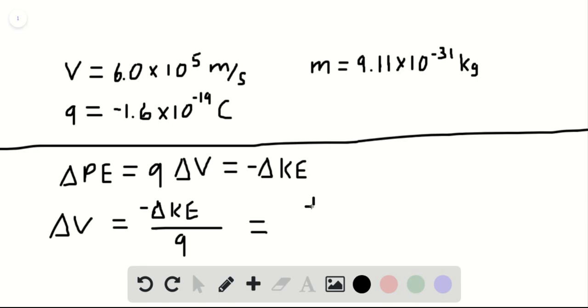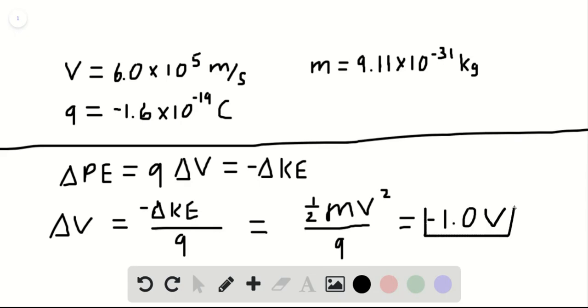1/2 the mass of the electron, which is 9.11 times 10 to the minus 31 kilograms, times the velocity squared, so which is the initial. Okay, and then this is going to be divided by the charge of the electron Q. So plugging all these values into this expression, we find that this is equal to minus 1.0 volts V. We'll box that in as our solution to the question.